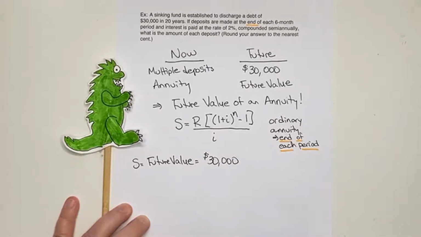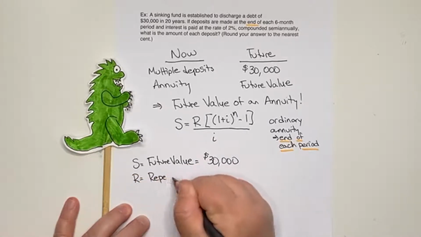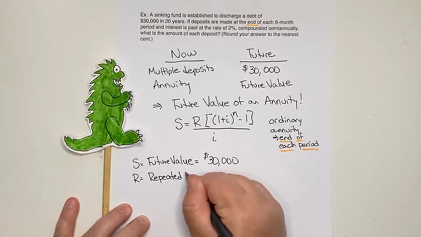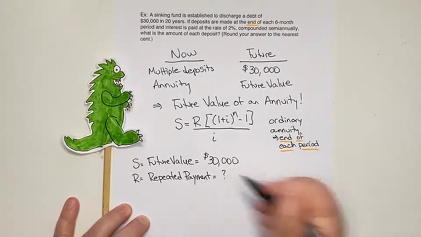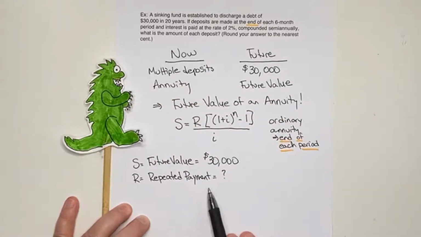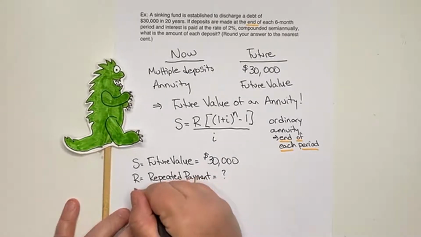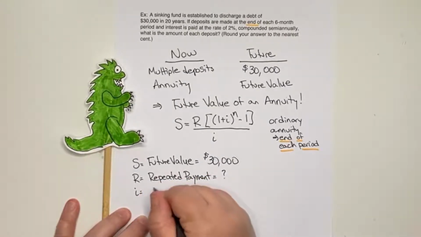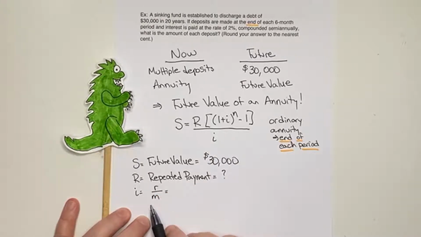And then R, our repeated payment, in this case, the deposit. That's what we don't know, right? This says what is the amount of each deposit. So that is the amount we don't know. I need to find I, which is going to be my interest rate over the number of periods per year. So my interest rate is 2%.